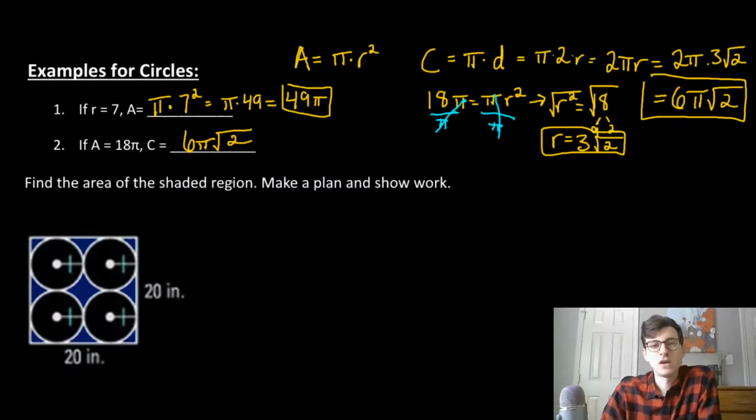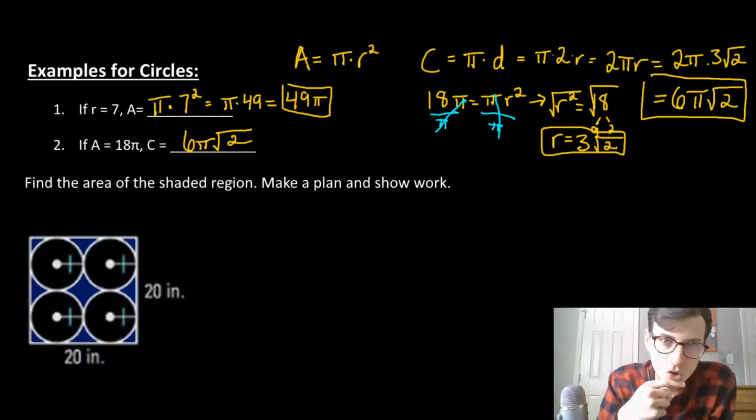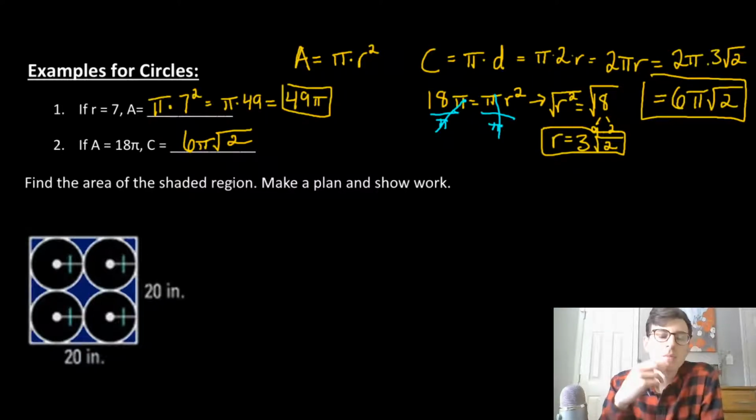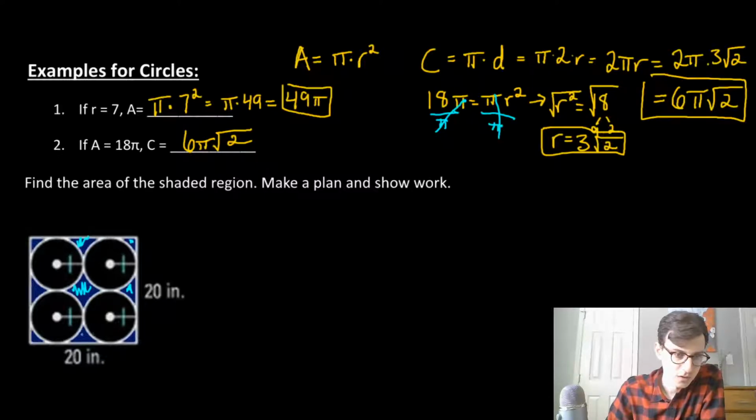Let's look at a little bit more of a complicated, maybe you call it a word problem. A little bit more complicated circle problem. Here we want to find the area of the shaded region, make a plan, and then show work. So the make a plan part is mostly in our head, right? And maybe we'll write down a few notes, but we need to think through, how could I find the area of the shaded region? It might be kind of hard to see on your screen, but the shaded region is all these little areas in between the circles. So how can I find that?